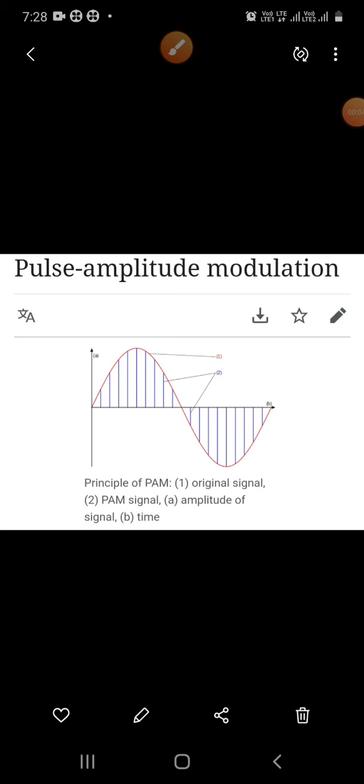Good morning. In this lecture, I want to discuss pulse amplitude modulation. When I'm talking about pulse amplitude modulation, in short form we can call this PAM.